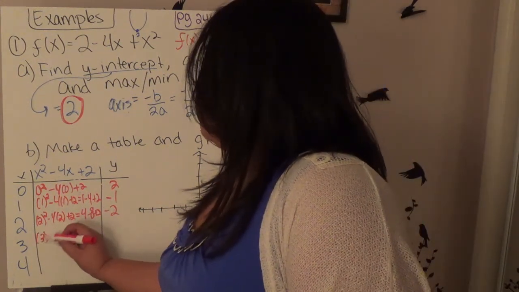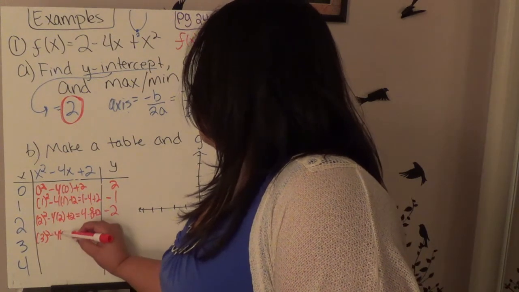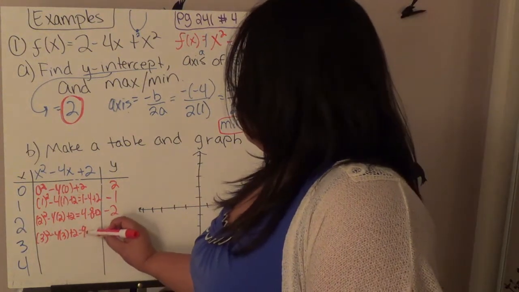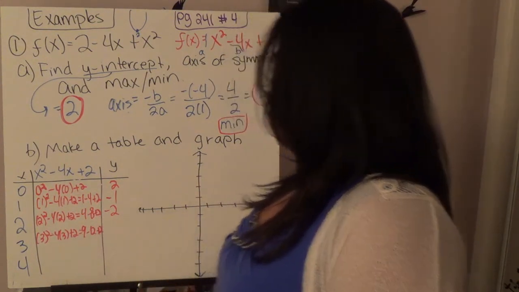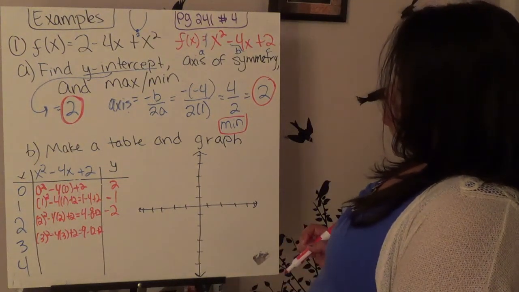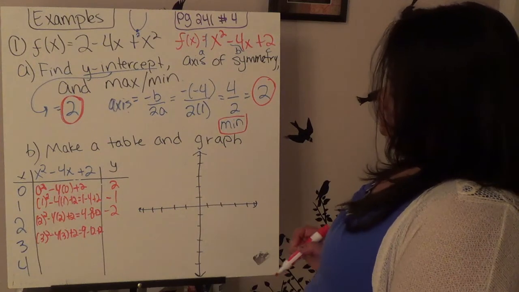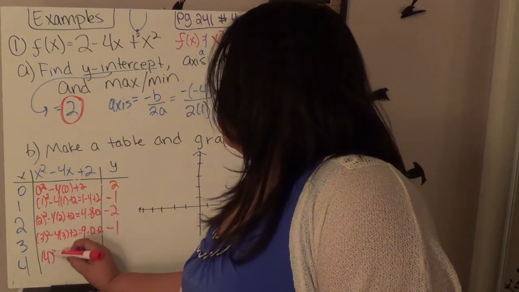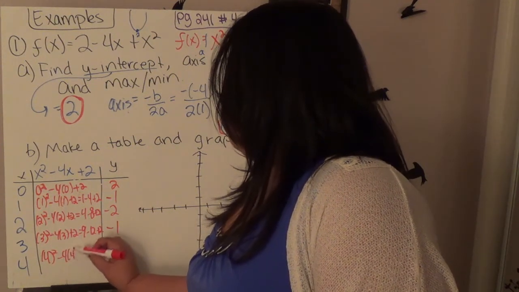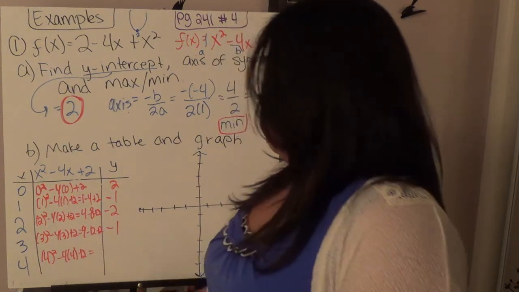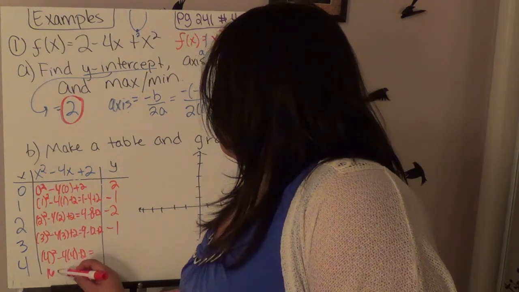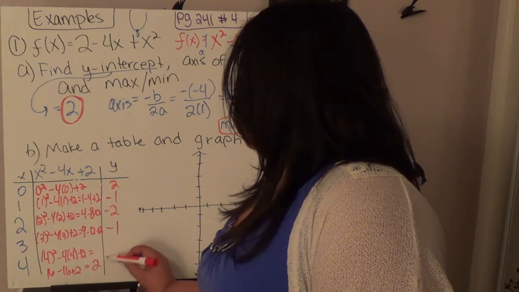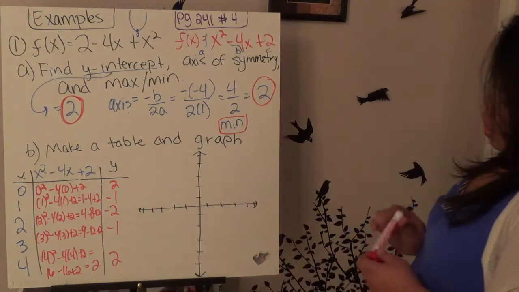And then we have 3 squared minus 4 times 3 plus 2. This gives me 9 minus 12 plus 2. We have 9 minus 12 is negative 3, plus 2 is negative 1. And finally we have 4 squared minus 4 times 4 plus 2, which would give me 4 squared is 16, minus 16 plus 2. 16 minus 16 is 0, plus 2 is 2. So my answer here is 2.